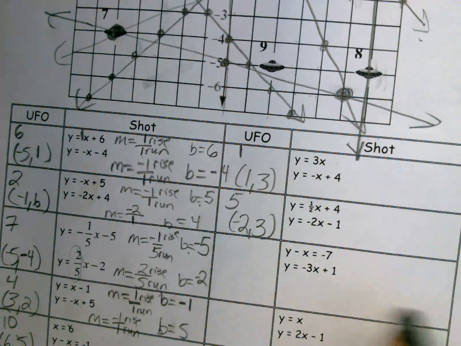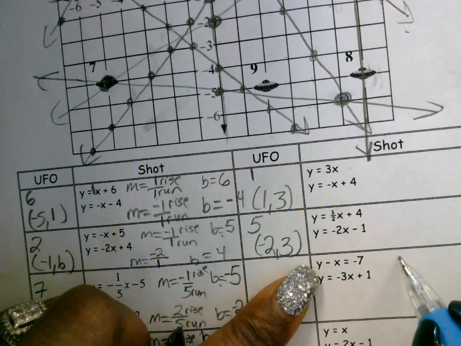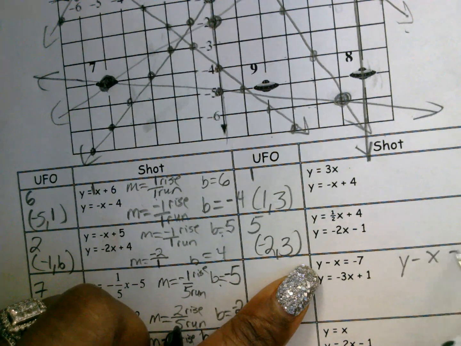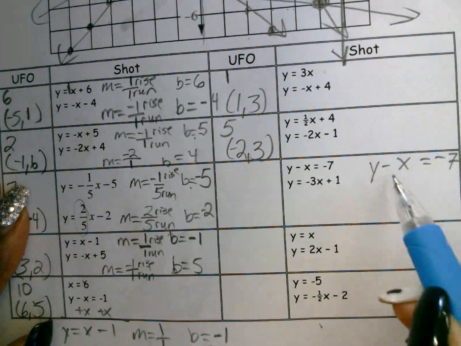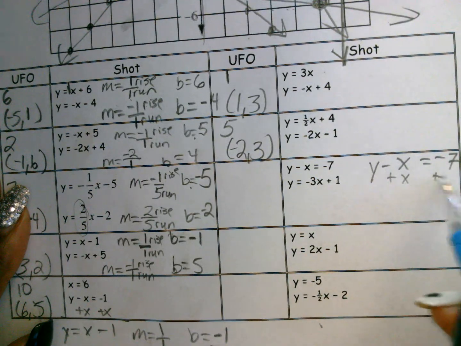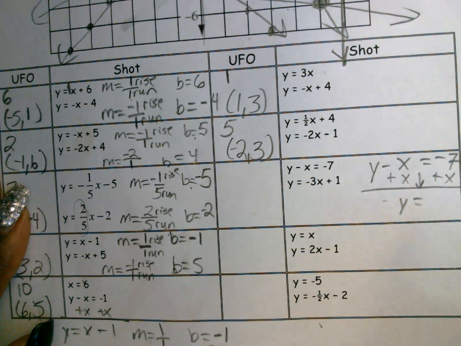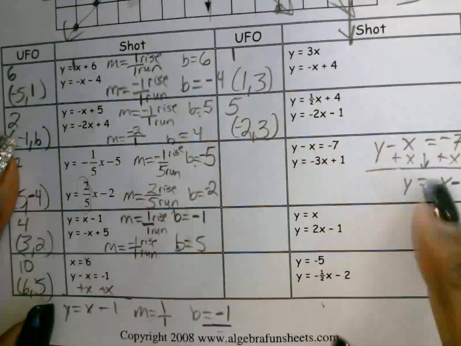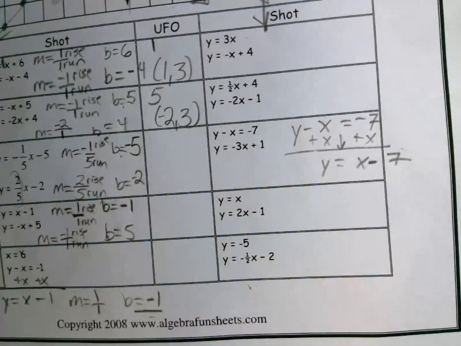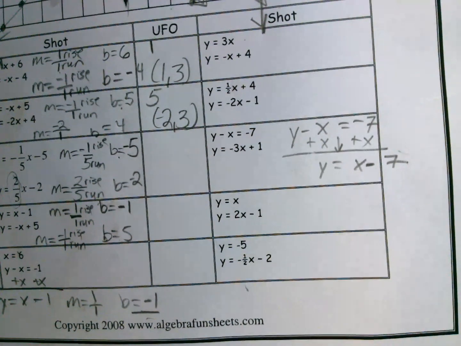Okay? So this one's not written in slope-intercept form, so let me write it. Y minus x equals negative 7. Move the x over here by adding x to both sides. So now the equation is y is equal to positive x minus 7. So this is the equation we're going to type in. Pause to give you a chance to write. And then we're going to type the equation in.